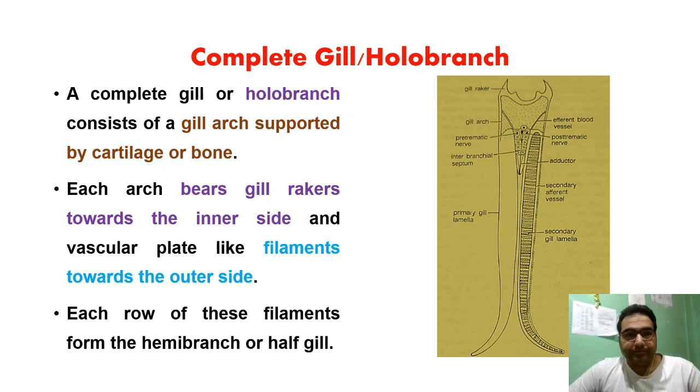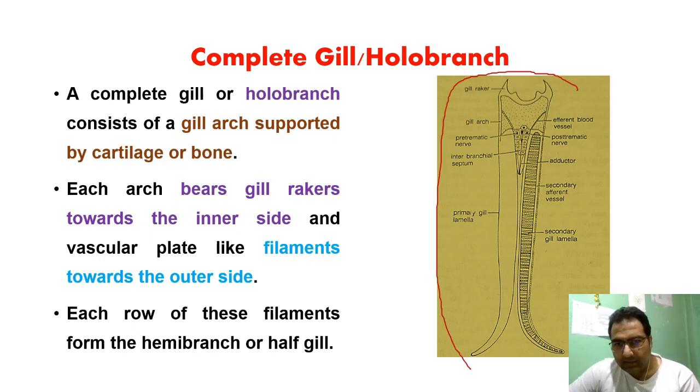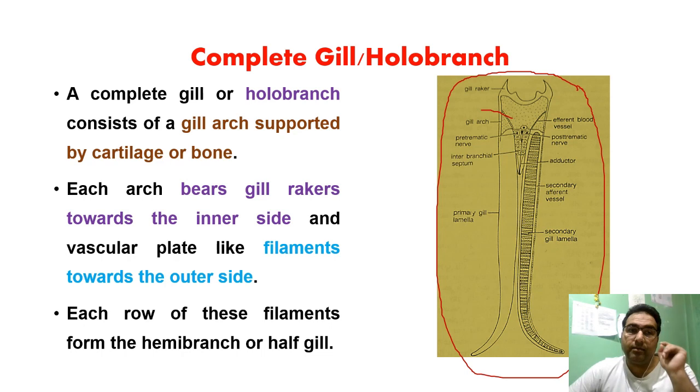This is the complete gill. The holobranch consists of the gill arch. This is the gill arch. The complete gill consists of the gill arch, which is supported by cartilage or bone. The gill arch bears gill rakers. So these are the gill rakers, which are supported by the gill arch.